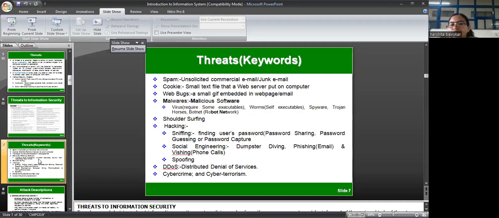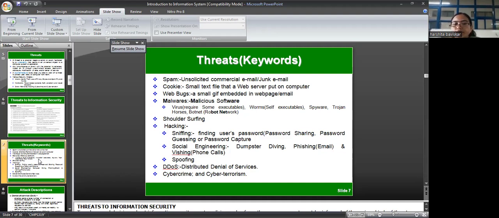Now, which are the keywords basically used whenever you implement the concept of threats? The first keyword is spam, which deals with commercial email, junk email. Cookie is a small text of information which can be run through a web server. Web bugs are a small part of embedded web pages or programs, which may also cause a threat as a keyword. Malware is also called malicious software. Viruses, worms, spyware, and Trojan horse are examples of malware.